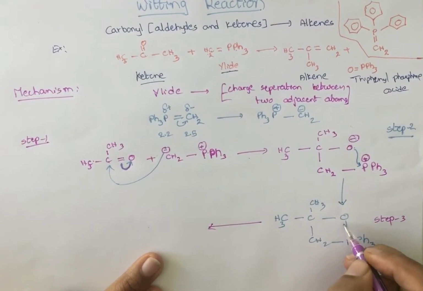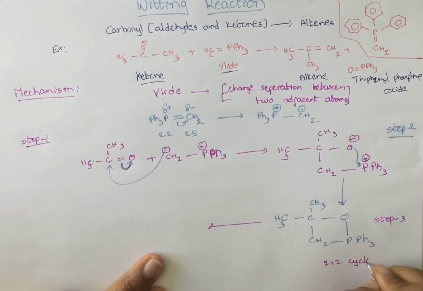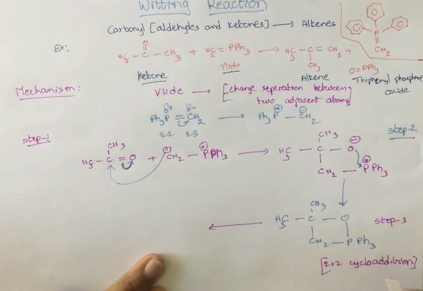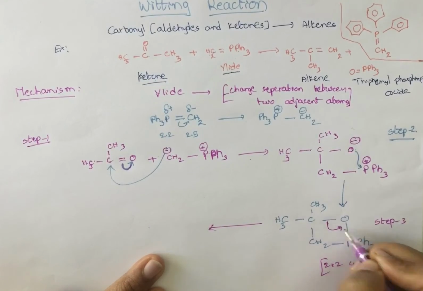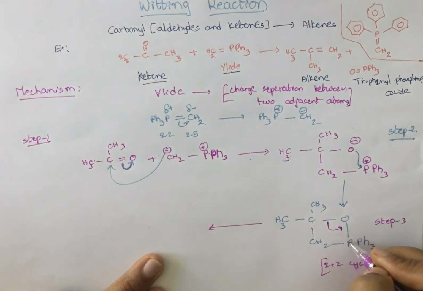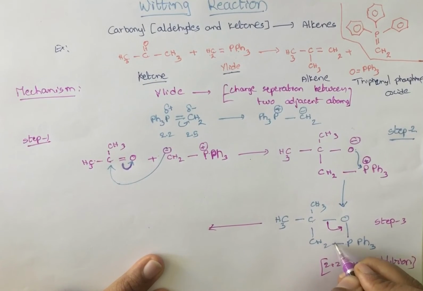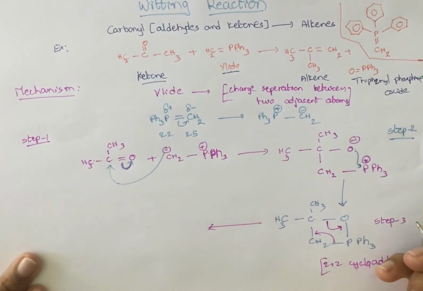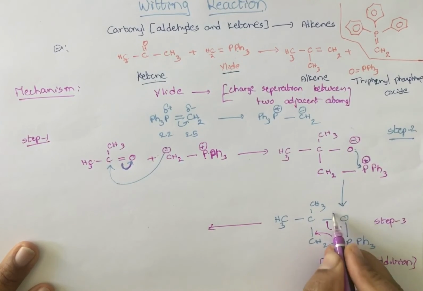Now let's see step 3. In step 3, a 2 plus 2 cycloaddition takes place in reverse way. I will show you how it will take place. See, bond shifting takes place. The carbon oxygen bond will be shifted between oxygen and phosphorus, and the phosphorus oxygen bond will be shifted to the carbonyl carbon and the methyl carbon. Now you see, the bond will be broken here and here.